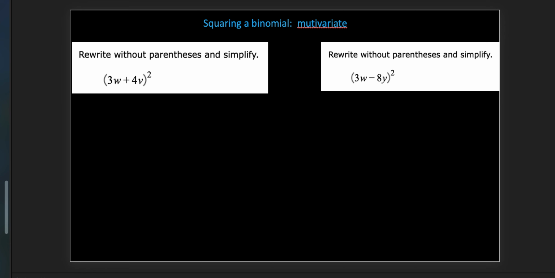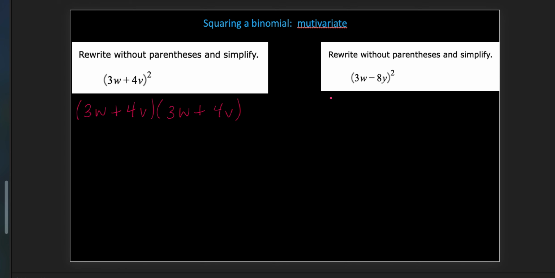Now we've got squaring a binomial multivariate. That just means we have more than one type of unknown variable. We got like a w and a v, but it's the same thing. You're the one who has to recognize that an exponent means we have two of these multiplied together, so you got to write those out and not distribute that 2 to each term inside the parentheses. That exponent cannot be distributed to each term. So you've got to write two of these out and then use FOIL.